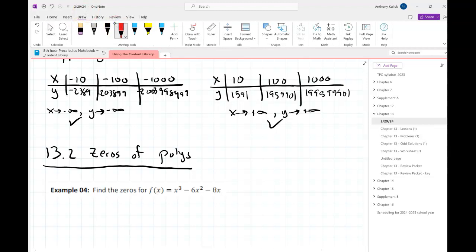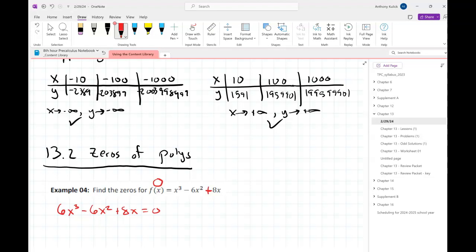So let's say we have the function f of x equals x cubed minus 6x squared minus 8x. Remember that the zeros for our function are the same as the x-intercepts, right? What is the y-coordinate for every single x-intercept? 0. So the f of x is like our y. That just needs to be 0. So this finding the zeros problem turns into a solve for x problem. And there's a typo here. This should be plus 8x, not minus 8x.